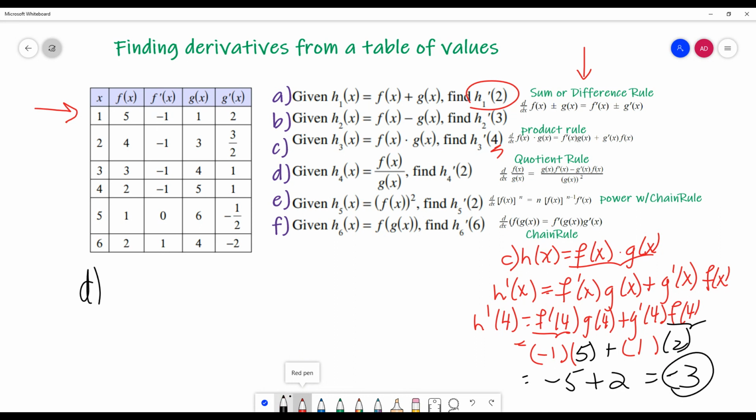D. So I'm given h of x is equal to f of x over, right? Now I have a quotient, right? F of x divided by g of x, all right?